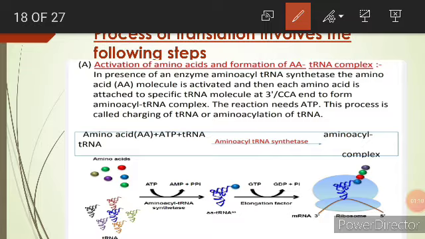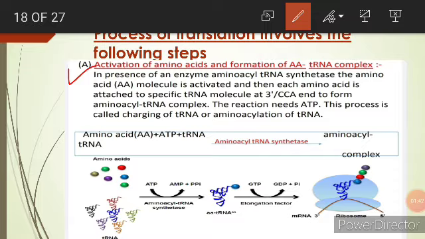Now translation is divided into two major steps. The first step is activation of amino acid and formation of the AA-tRNA complex, or charging of tRNA. The second step is formation of the polypeptide chain, where the actual formation of protein takes place. This formation of the polypeptide chain takes place in three steps: initiation, elongation and termination. So let's start with the activation of amino acid and formation of the AA-tRNA complex.